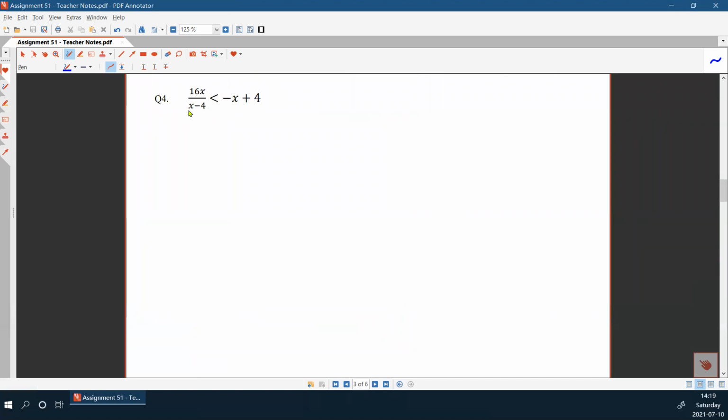Question 4, again, we can't just multiply x minus 4 to both sides, right? Because we don't know the sign in front of x minus 4. So basically, we need to move the expression on the right-hand side to the left-hand side and rewrite the whole expression using the common denominator, which is x minus 4. Okay, so following this logic, the original expression is equivalent to 16x over x minus 4. And then we can just put the minus x plus 4 to the left-hand side, which becomes plus x minus 4, right? And this should be less than 0.